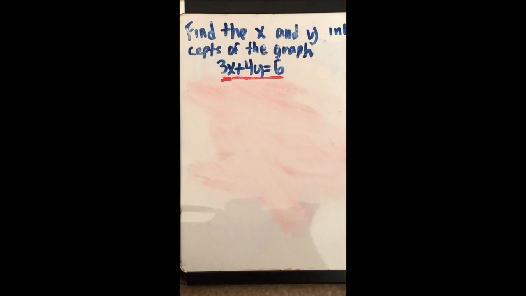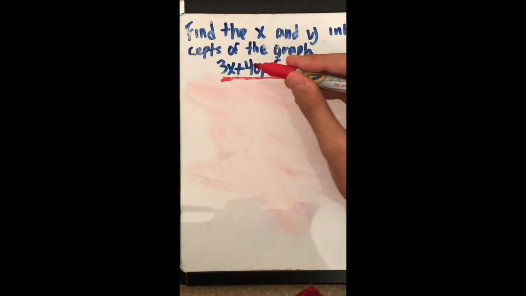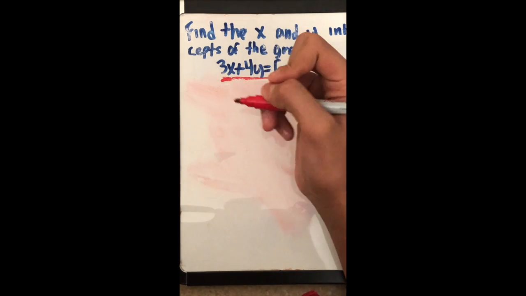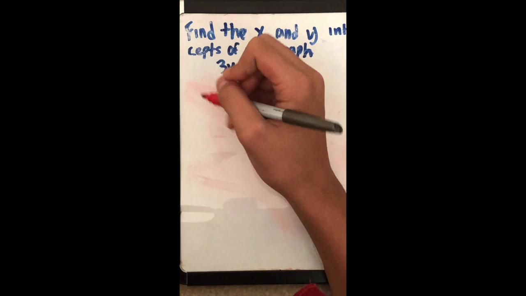So, hello, my name is Zain Lakhani, and today we're going to find the x and y intercepts of a graph with the equation. So, the equation we have for question number 1 is 3x plus 4y equals 6. So, the first thing we want to do when we have this, we're going to try finding the x-intercept.